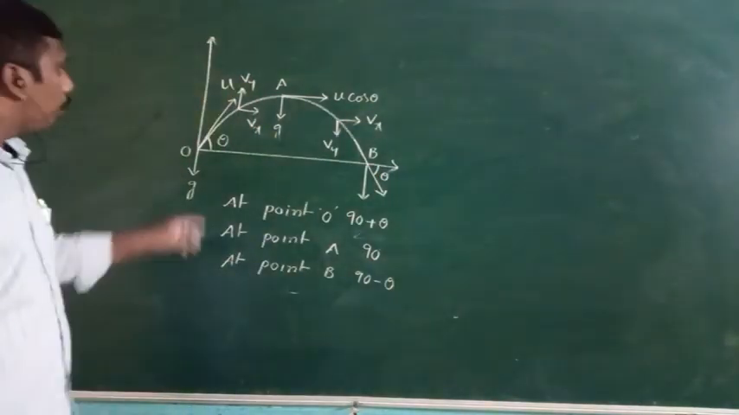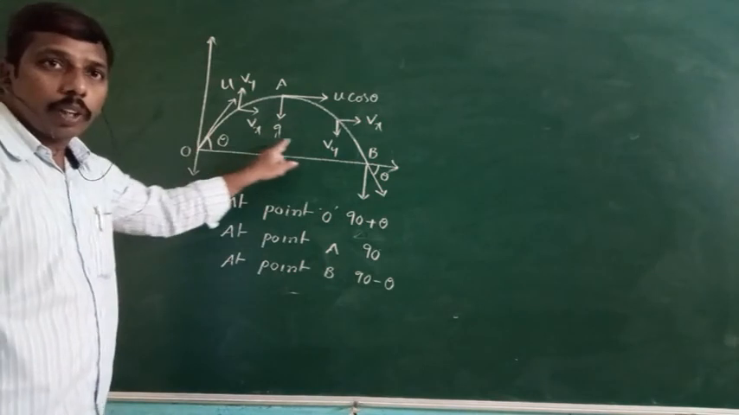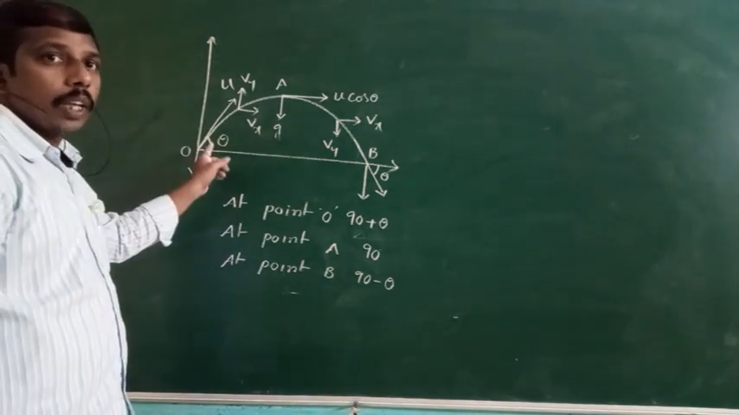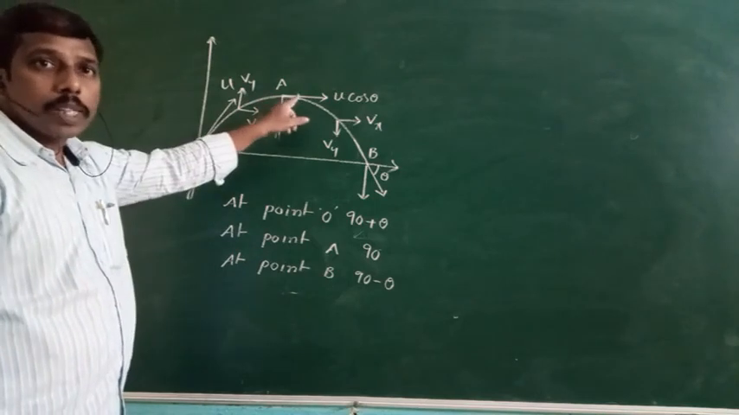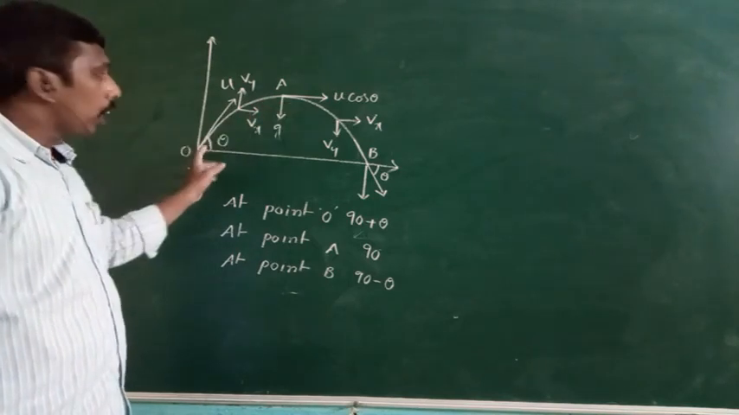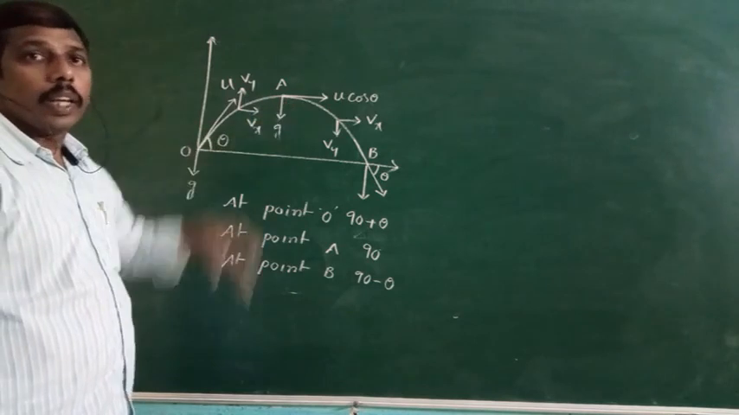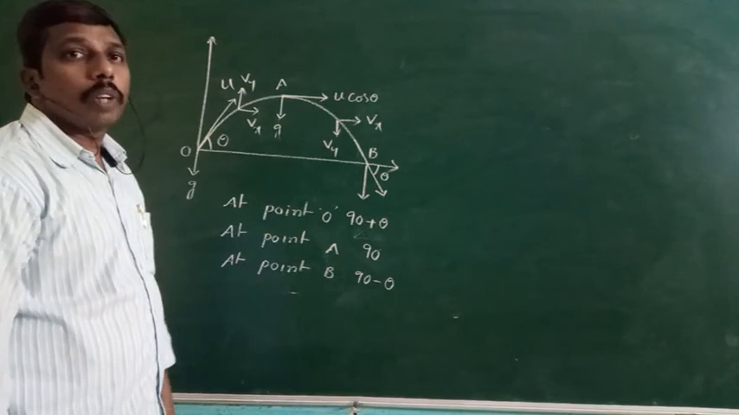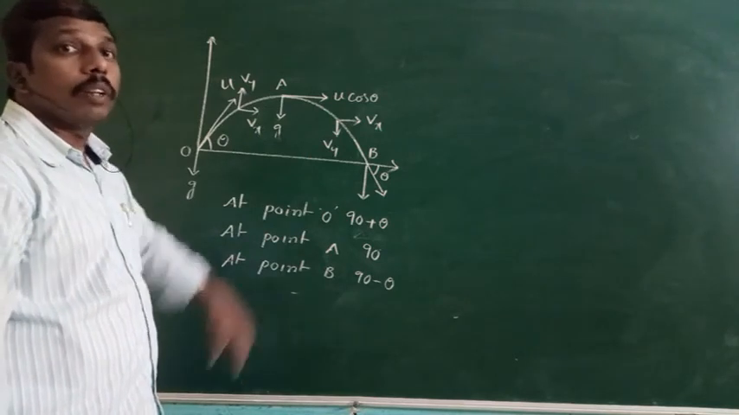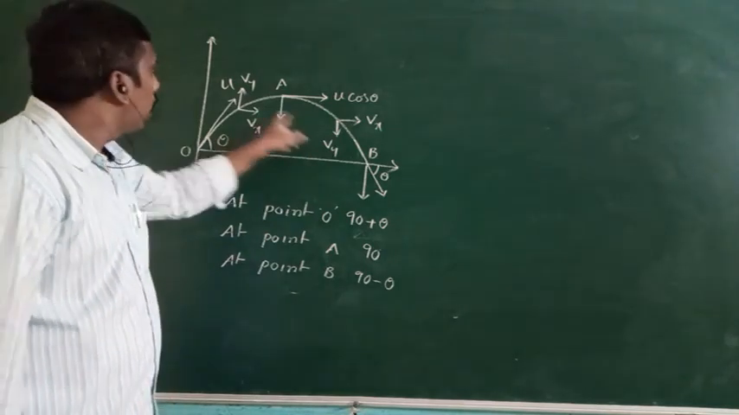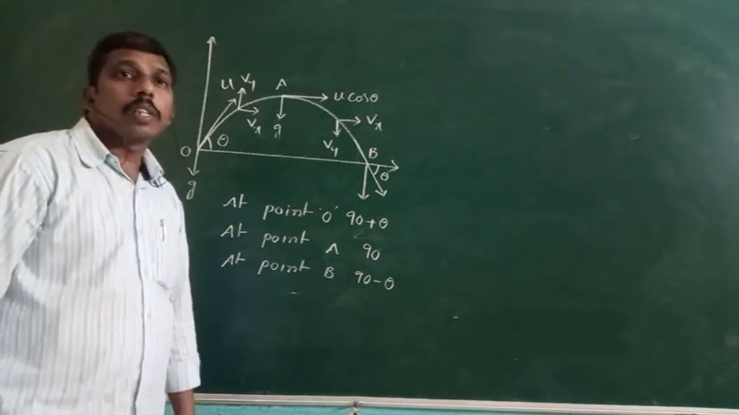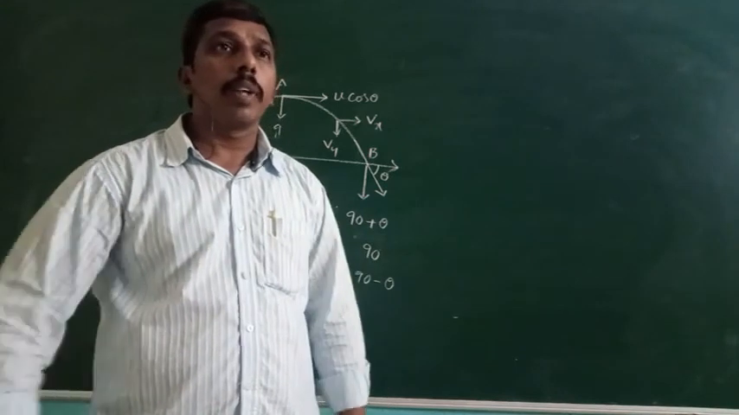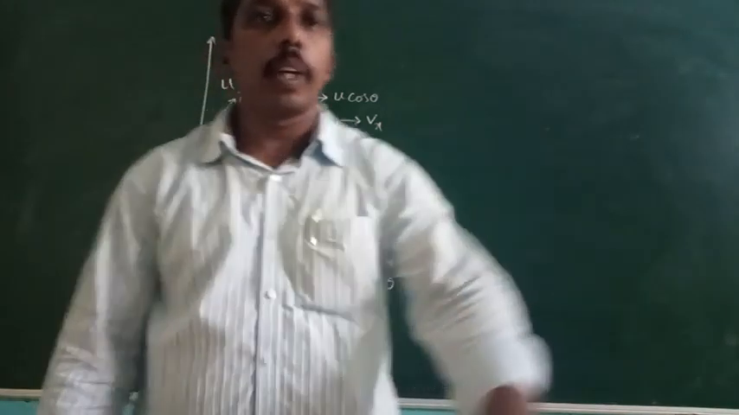That means the horizontal component of velocity is constant throughout projectile motion, but the vertical component of velocity decreases in the time of ascent, and again in the time of descent the vertical component increases but in a reverse direction. These are some points, and in the next class we will explain further. Okay, thank you.